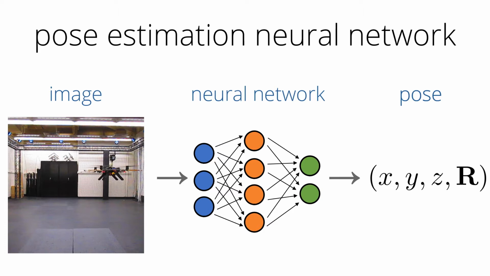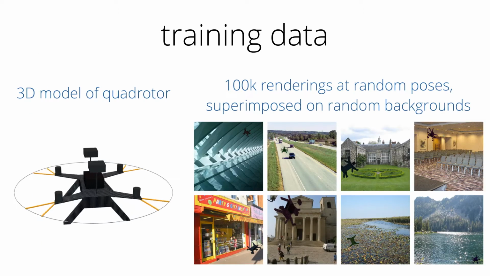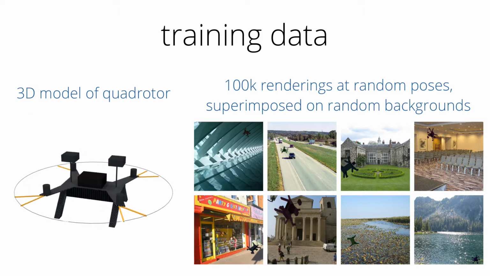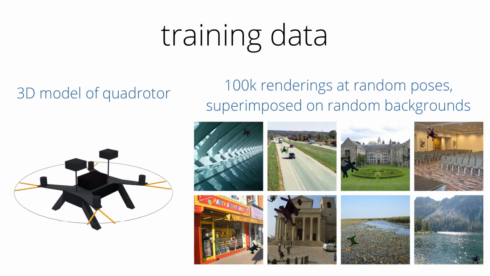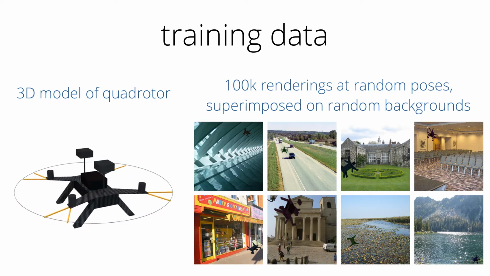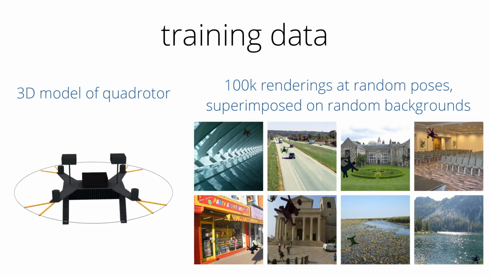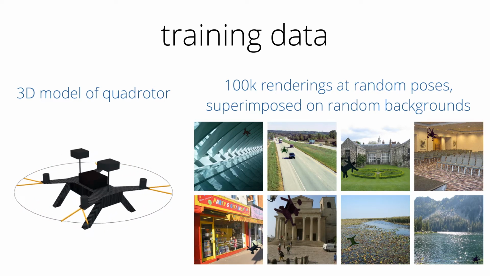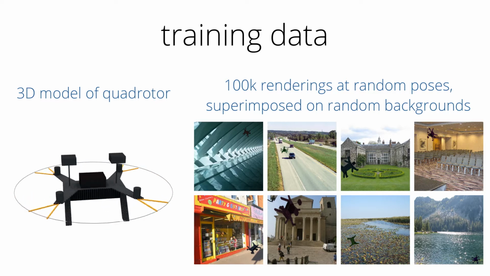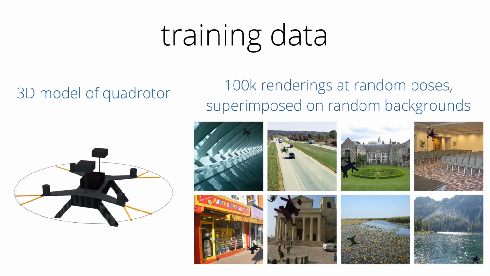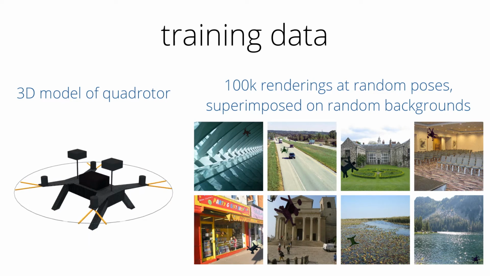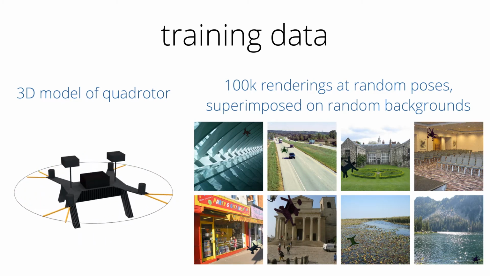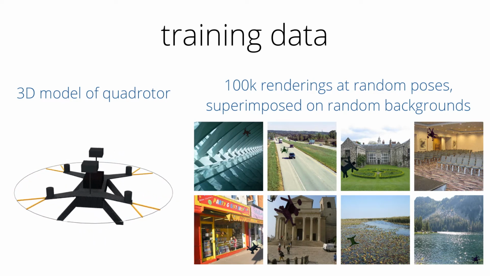So to train any neural network, you need a lot of training data. And so to generate training data for our network, we use a 3D model of the quadrotor. So we generate 100,000 renderings of the model at random poses and superimpose each rendering on top of a random background image. So that gives us a bunch of images with which we can train the network. And then once the network is trained, we can implement it on the video that we showed at the beginning.